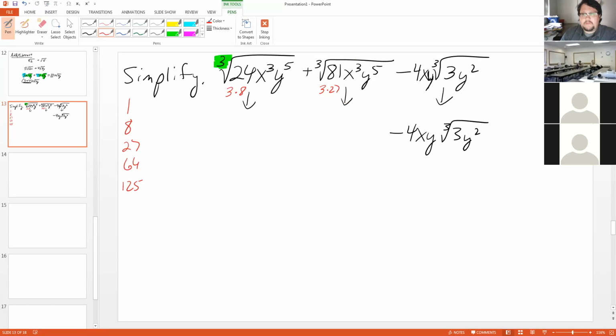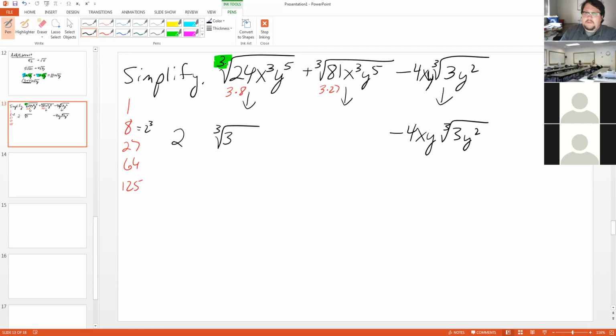But I want to think about perfect cubes. What are the perfect cubes? So what's the cube root of 3? Well, the cube root of 3 is the cube root of 3. It doesn't break down. What's the cube root of 8? 2. 2 is what you cube to get 8. Right? This is 2 cubed.